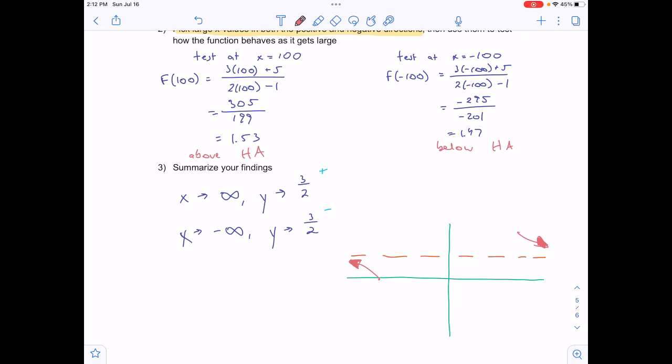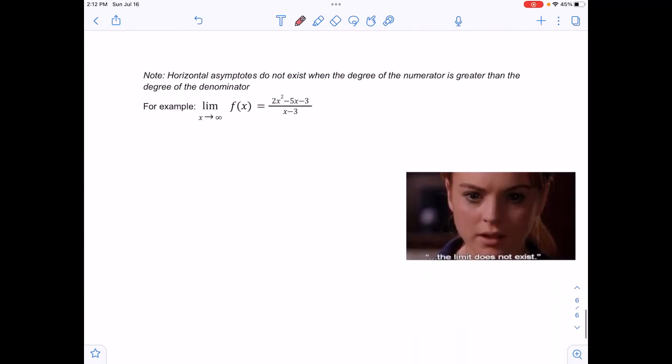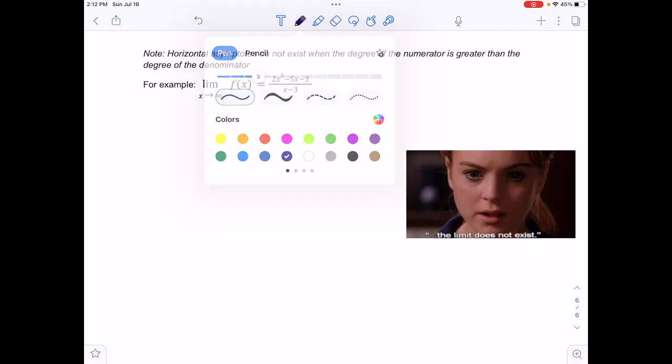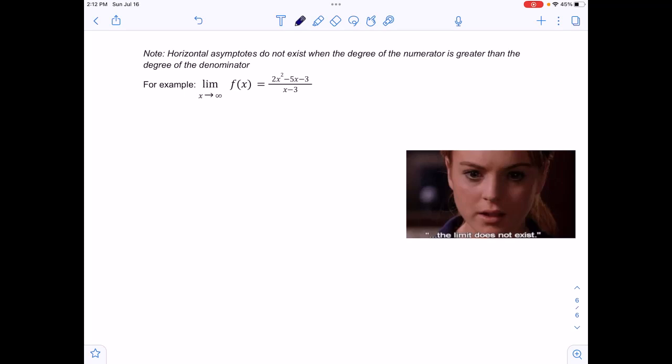Okay? The last thing before I let you go here. Horizontal asymptotes do not exist when the degree of the numerator is greater than the degree of the denominator. Okay? Let's look at a brief example here. We need to find the limit as x approaches infinity of this function, 2x squared minus 5x minus 3, all divided by x minus 3. Okay, so I'm going to divide all my terms by the highest degree of x.